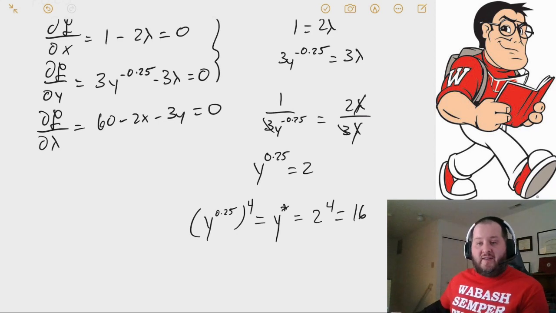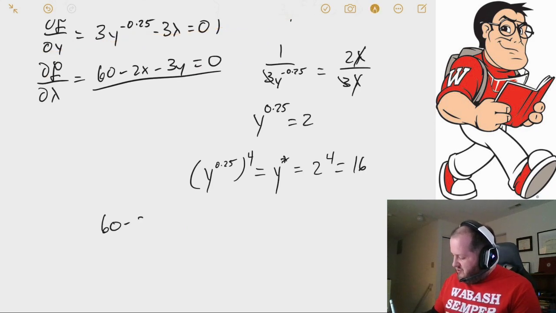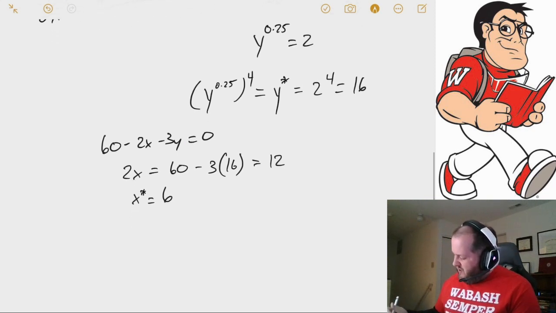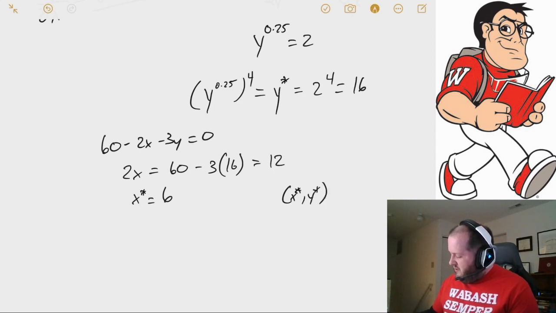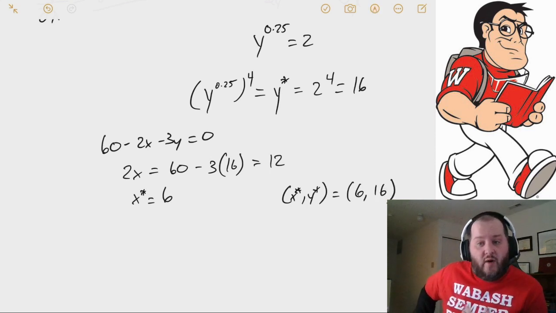And the way I'm going to get good x is I'm going to go back to this third first order condition. So I have 60 minus 2x minus 3y equals 0. Let's say 2x equals 60 minus 3y. Hey, there's my y. Plug in 16. So let's see. 60 minus 3 times 16. 3 times 16 is 48. And so 60 minus that is 12. So x star equals 6. So right then and there, I have my equilibrium bundle. X star, y star equals 6, 16. And we're done. So quasi-linear is great.